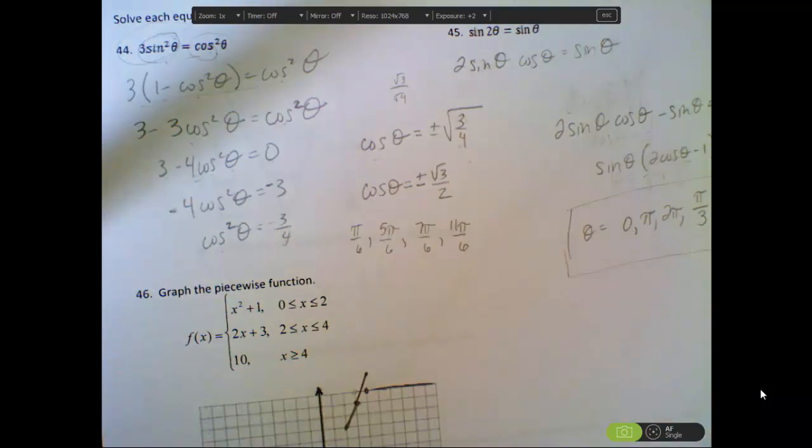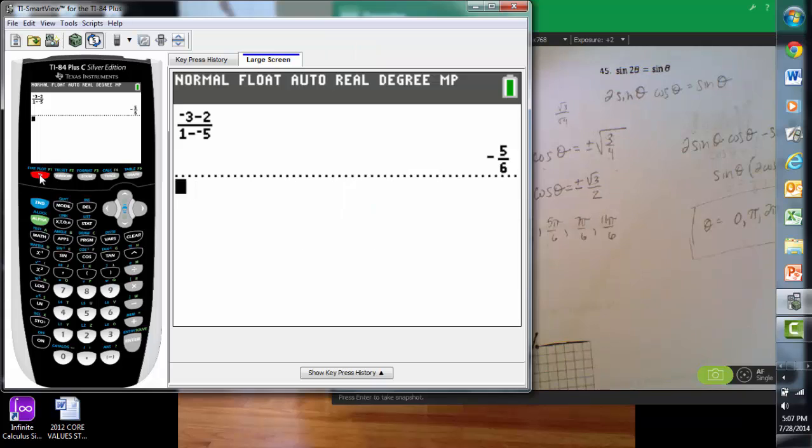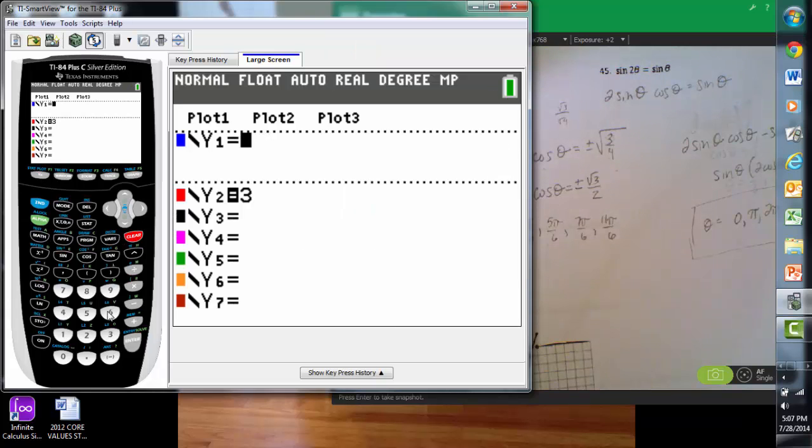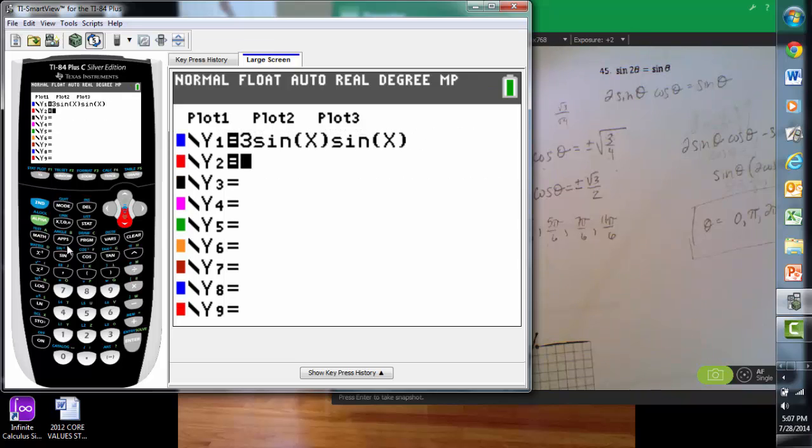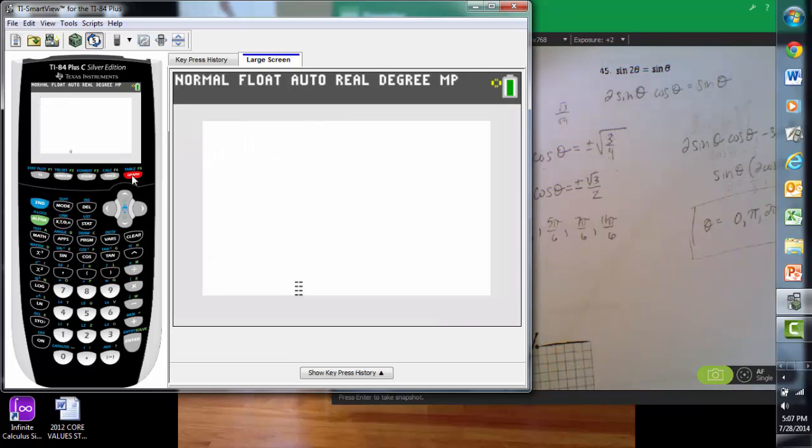It's a little bit tricky, I'll have to show you, because you can't type sine squared in a calculator. You have to actually type sine times sine. So you would type 3 sine x times sine x. And then for the y2, you would do cosine x times cosine x, and see where they cross. Make sure you're in radians. Anytime you graph a trig function in a calculator, you need to be in radians.